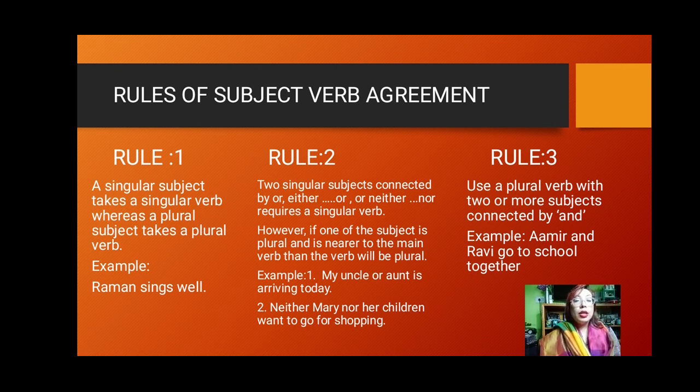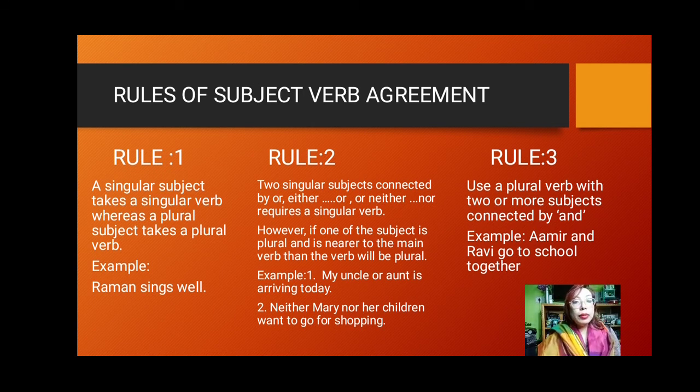All right, students. Now, rule number three: use a plural verb with two or more subjects connected by and. So if there are two or more subjects connected by the word and, A-N-D, we have to use a plural verb. Why? Because and is joining. Whereas in rule number two it is either-or, which means an option is given. That is why we don't use plural verbs very easily. But in rule number three, we use a plural verb because both the subjects are joined by the word and, the conjunction and. So here, what we need to do? We need to give plural verbs.